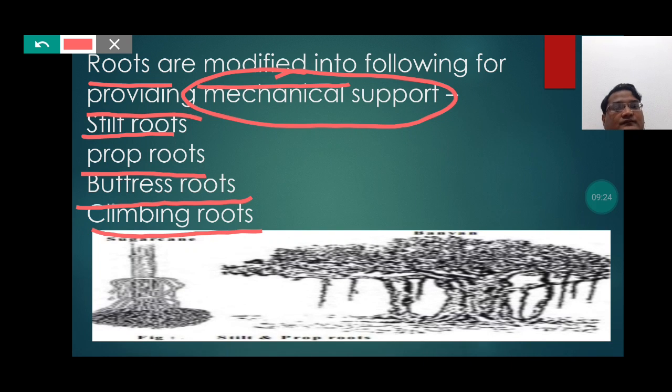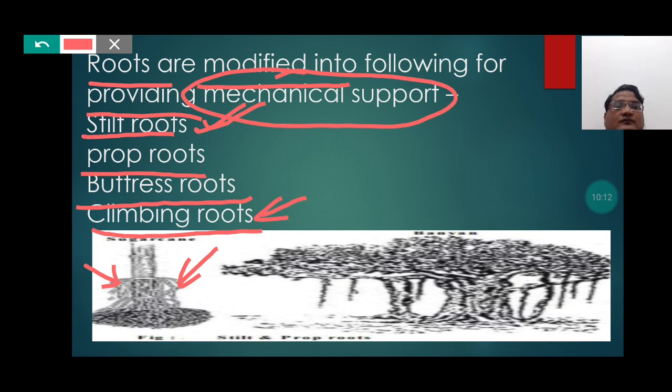Students, prop roots are the roots which hang from the tree and further touch the ground, so that the bulky trees remain supported from the ground also, whereas stilt roots, as you can see, are the fine thin thread like structures developing from the node region of the root.